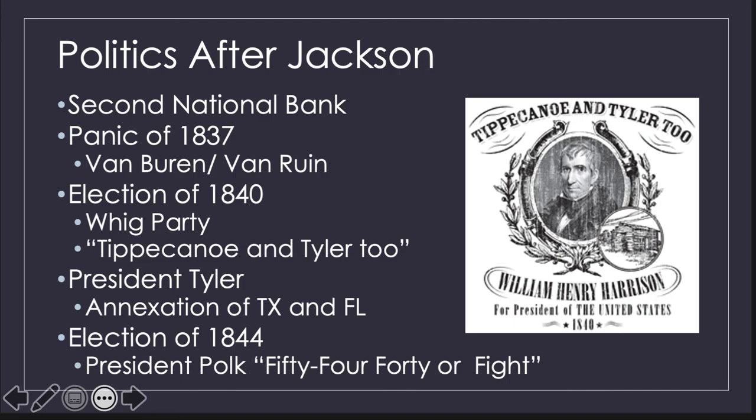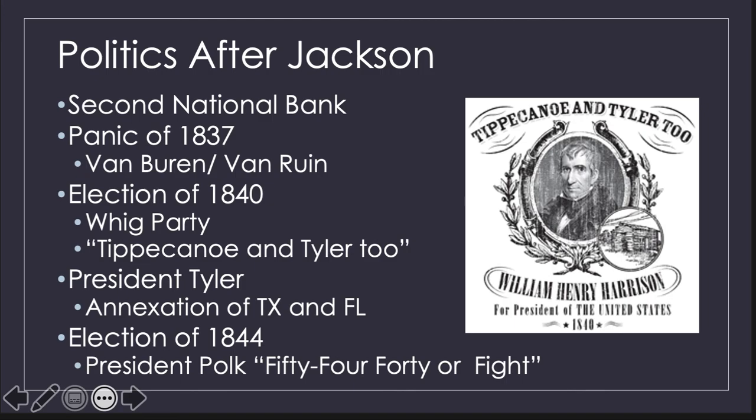In the election of 1840, you're going to see the eruption of the Whig Party. The Whig Party is going to favor industry, business, education. In Congress, you'll see support for the second bank. You'll see support for a high tariff. And really what you see here is the formation of the second party system.